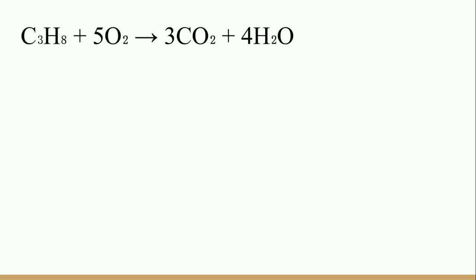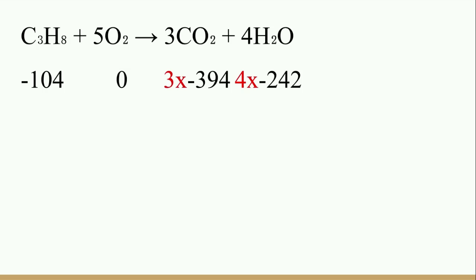Here we have C3H8 plus 5O2 yields 3CO2 plus 4H2O. These are the numbers that are going to be given to you. You're going to have negative 104 for formation, remembering that O2 is an element by itself, so that's going to be equal to 0, and then negative 394 and negative 242. You need to carry down those coefficients, so it's going to be 3 times negative 394 and 4 times negative 242. Notice I did not bring down the 5 because 5 times 0 will give you 0.